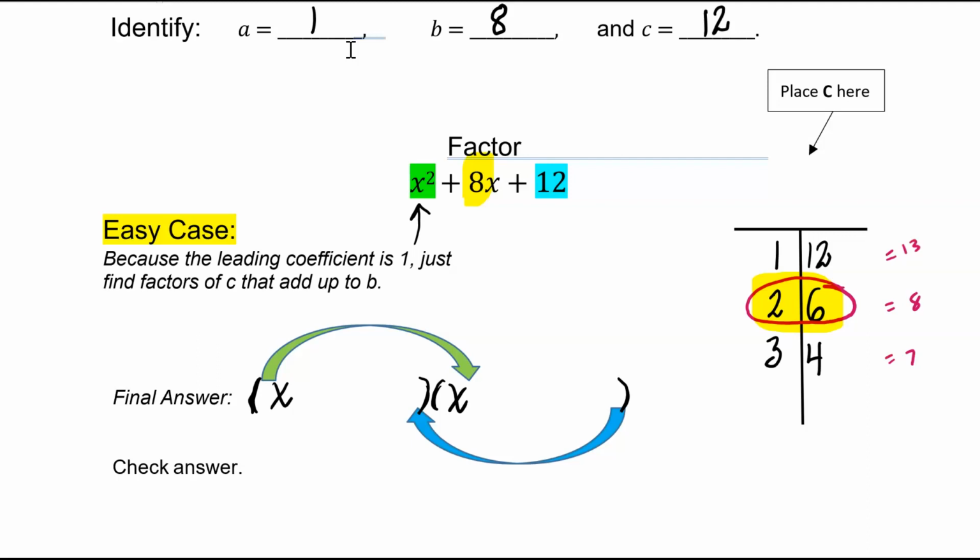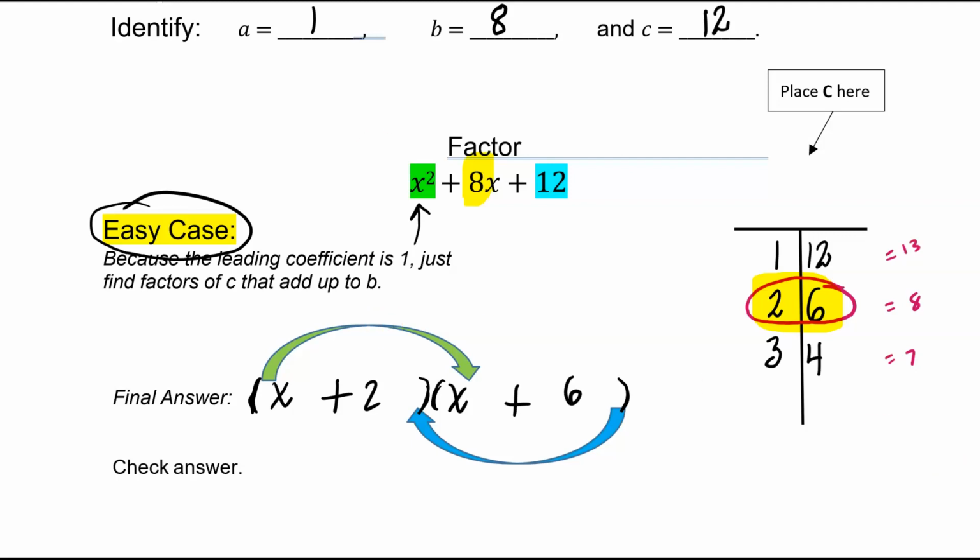So anytime our leading coefficient is 1, it's going to be pretty simple. And that's why I call it the easy case here. Because when our leading coefficient is 1, it's not really anything to think about for the first term. You just split up x squared as x times x. Now, what do we put for the other numbers? We put the numbers that when you multiply them, you get C, and when you add, you get B. So you had a positive 2 and a positive 6.